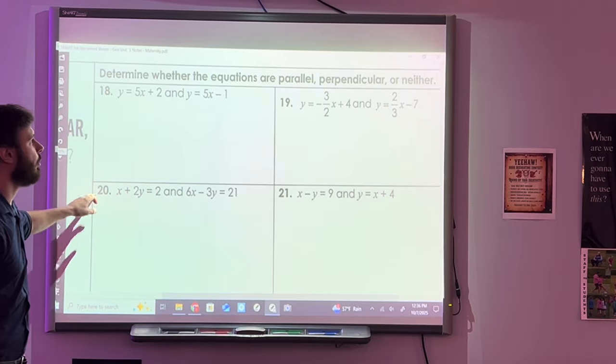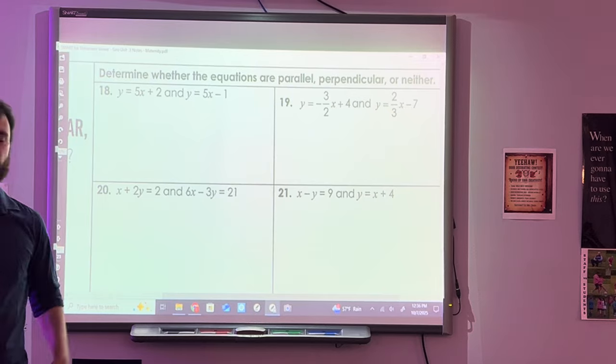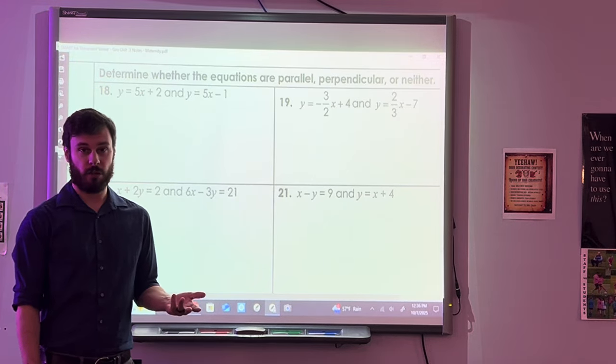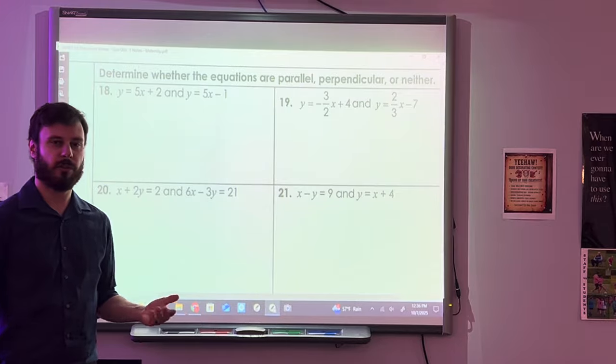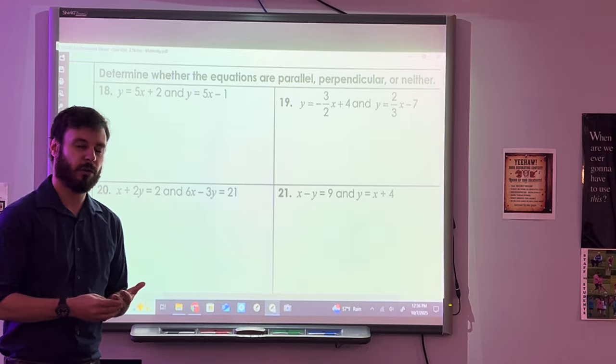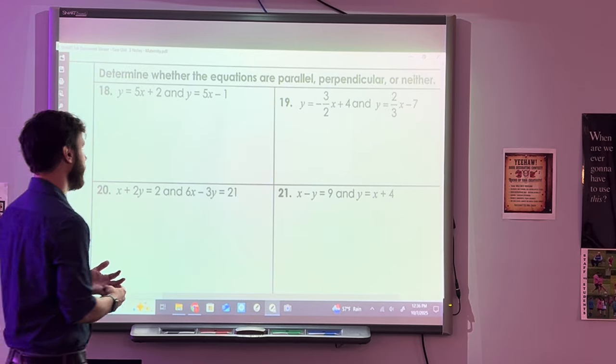Determine whether these equations are parallel, perpendicular, or neither. So we're going to need to take these two equations, put them in slope-intercept form, and then just look at the slope. Remember, a perpendicular slope is negative, or the sign changed and it flips, and parallel slopes are the exact same. So let's see here.